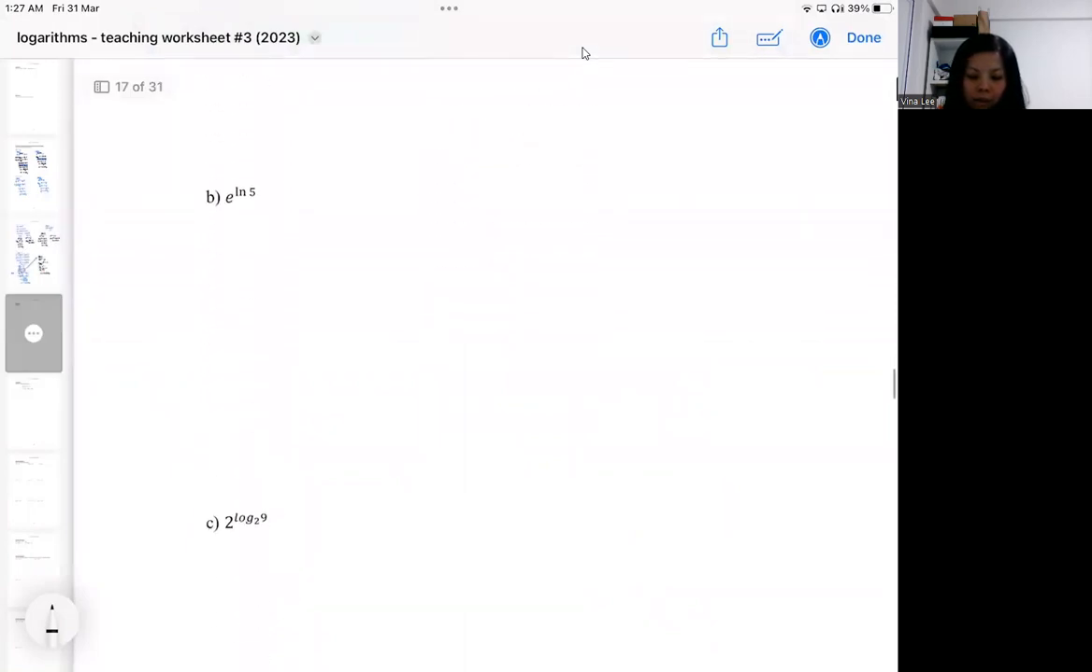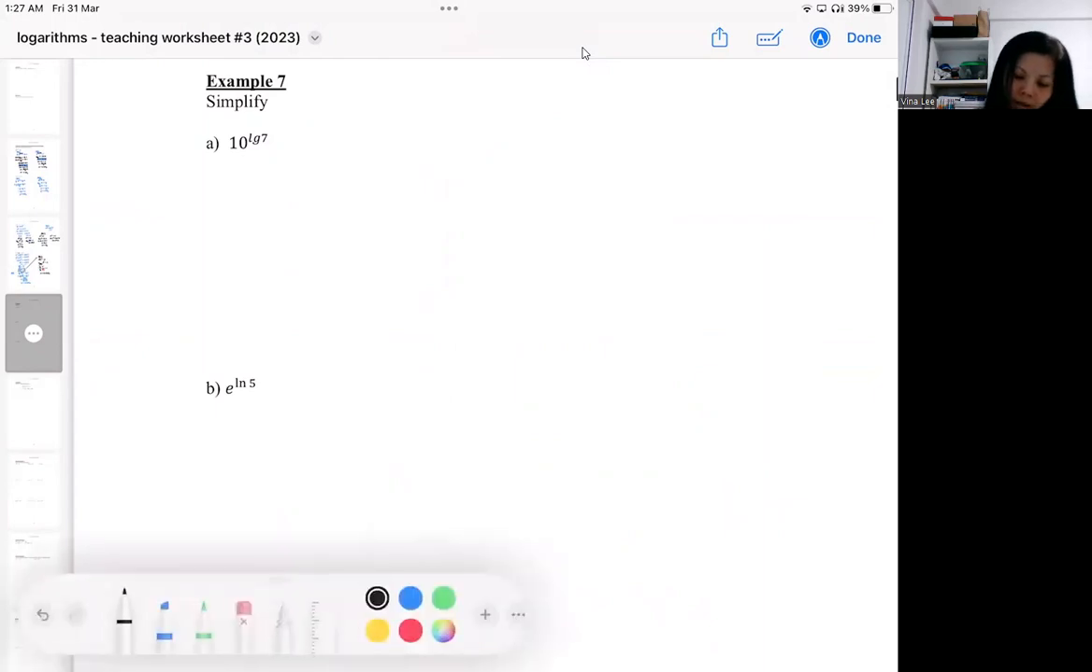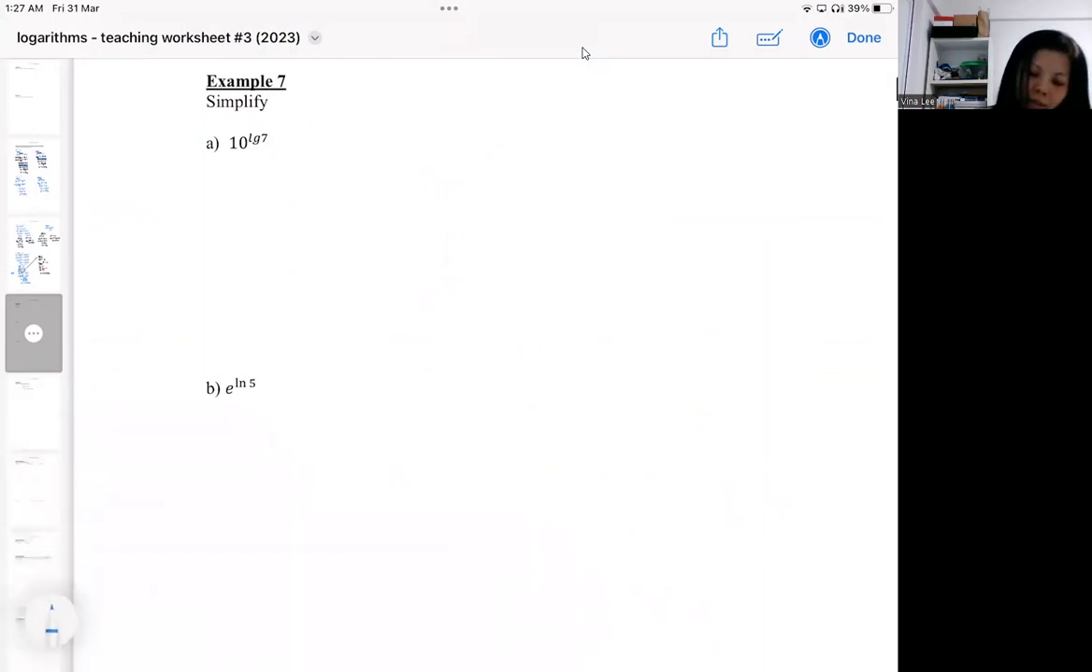Okay, another example is this kind, where your job is actually to simplify something like this. Actually, this one can be punched on the calculator. If you punch this on your calculator, it will give you a 7. But let's say you need to show working, how do you arrive at 7?